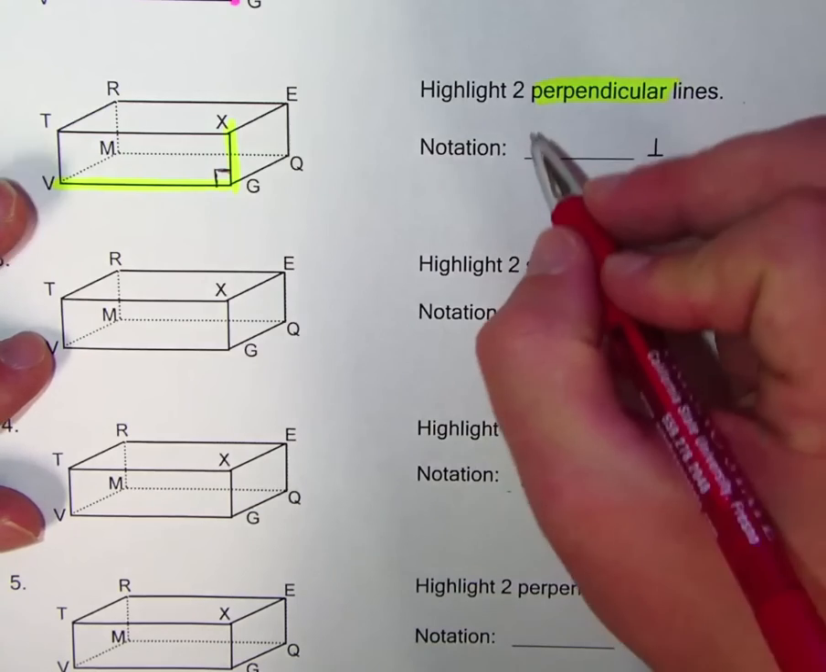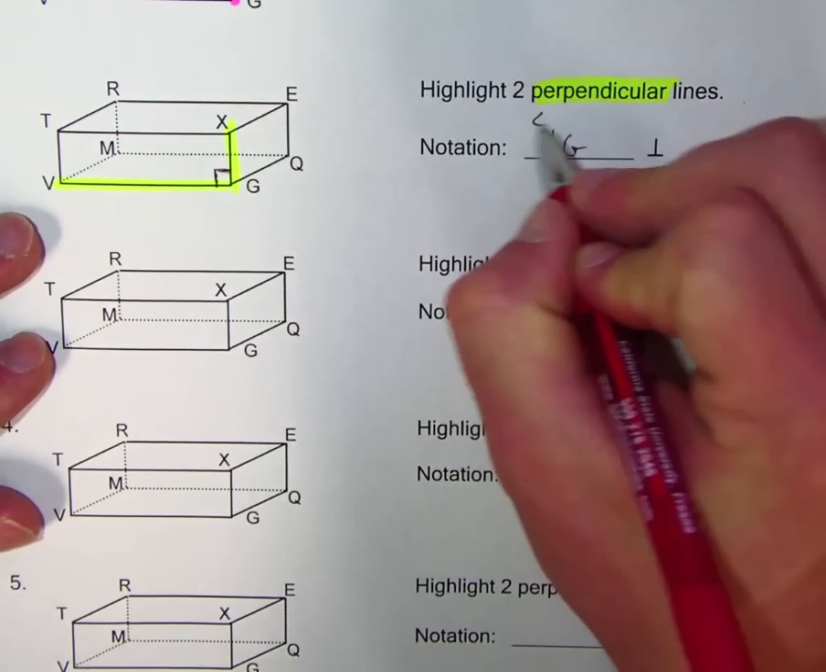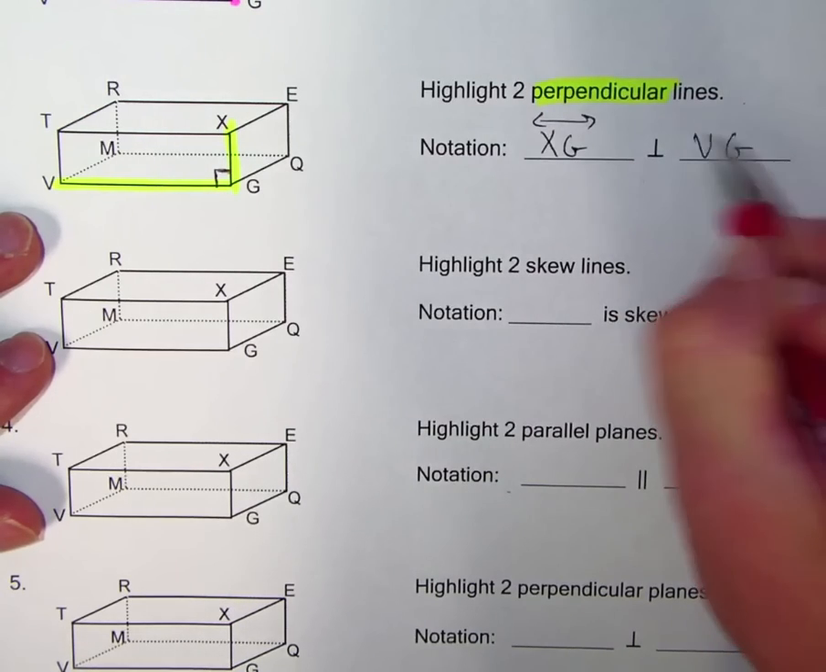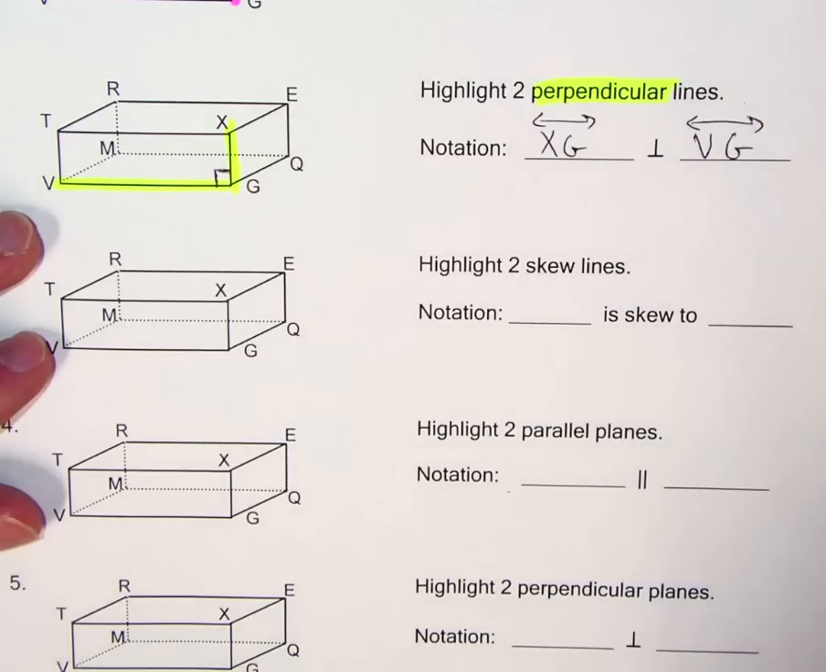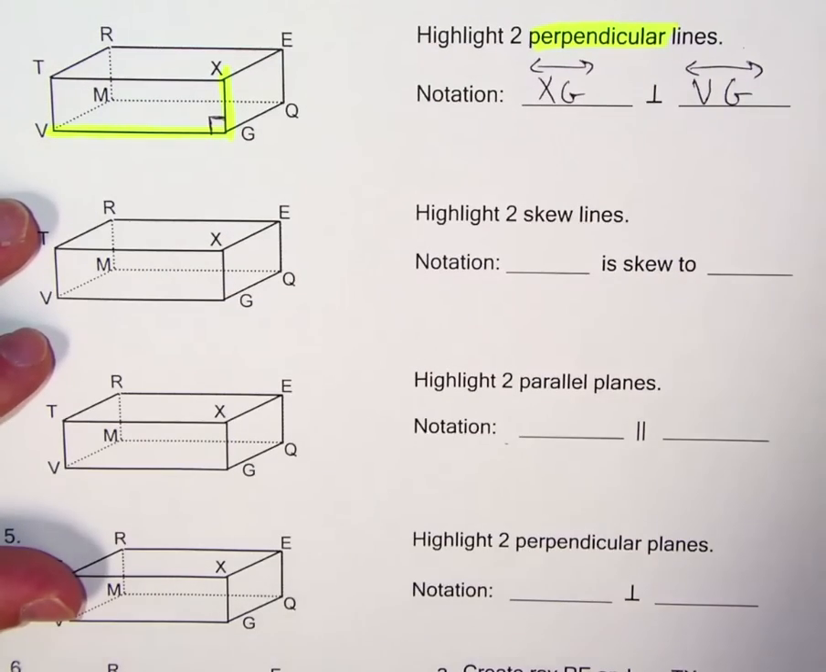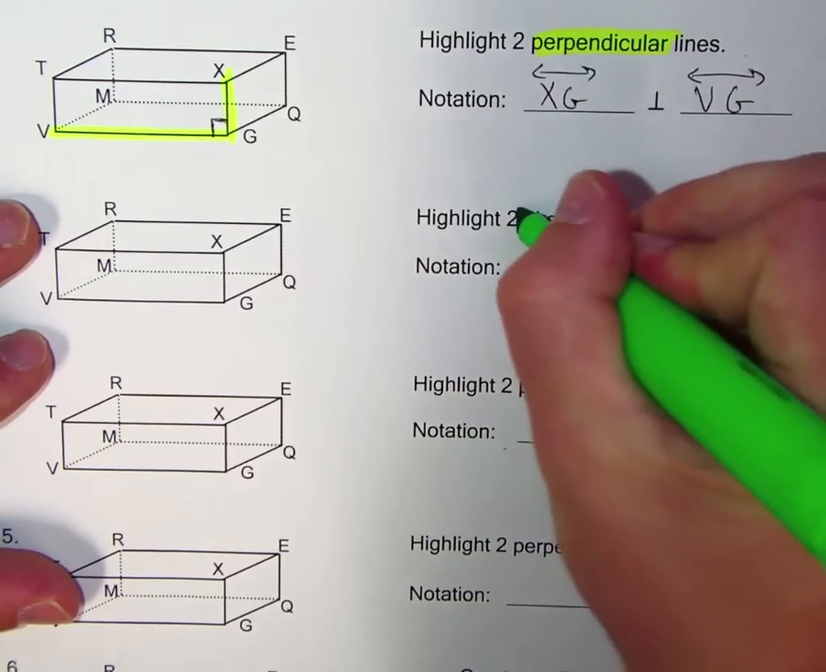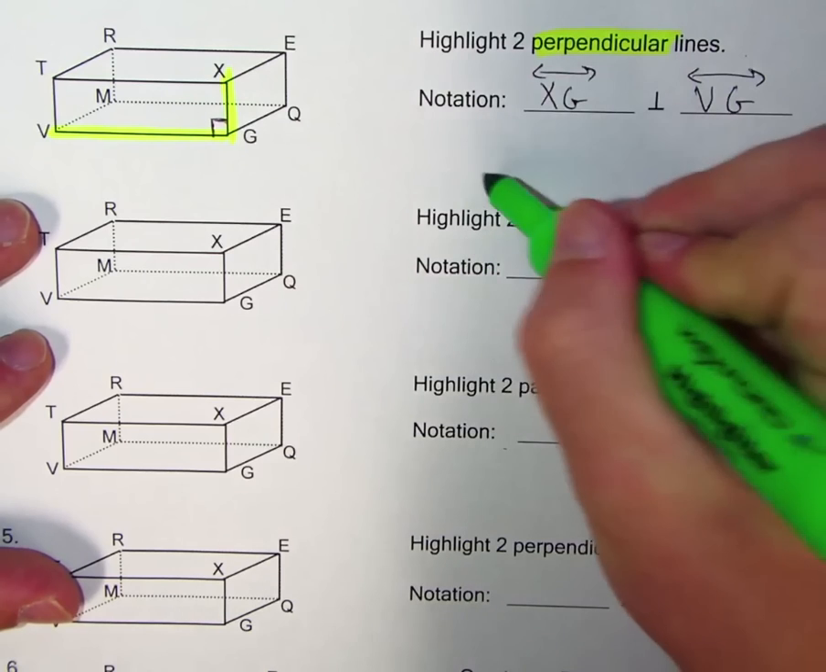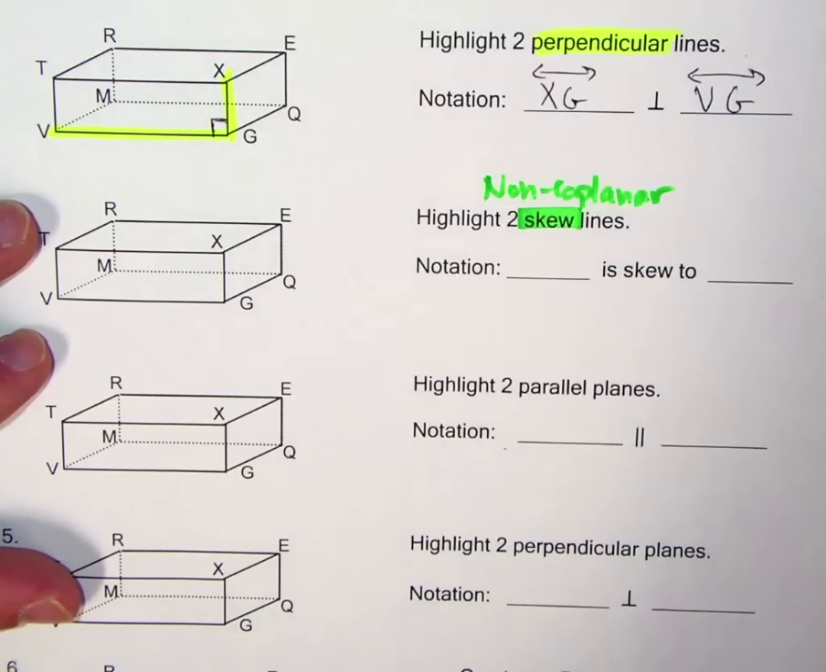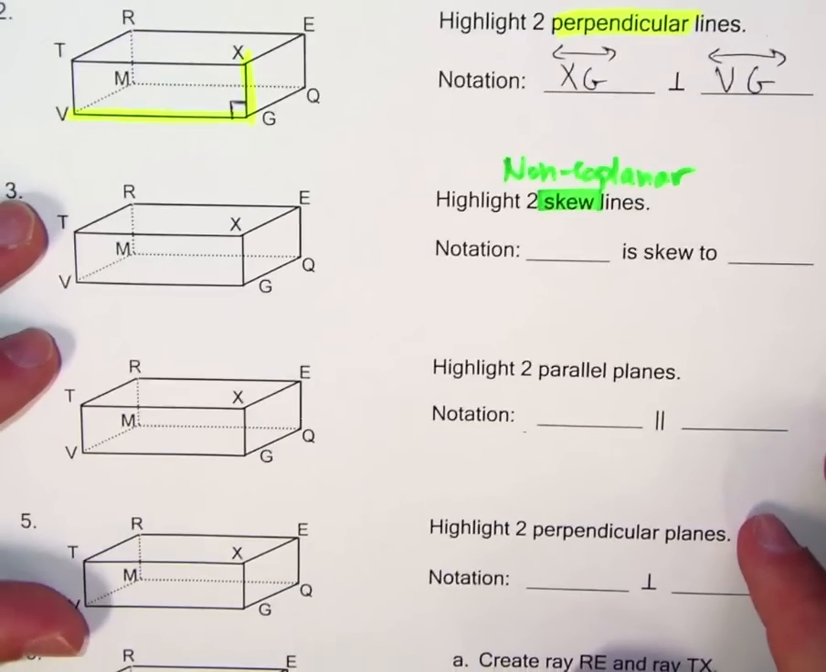So let's go ahead and notate that. Line XG is perpendicular to line VG, 90 degrees. Okay, now we're going to go after skew lines. Remember the key here, non-coplanar. So let's take a look.